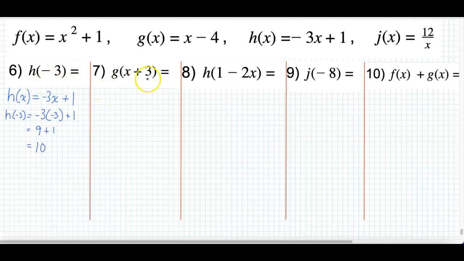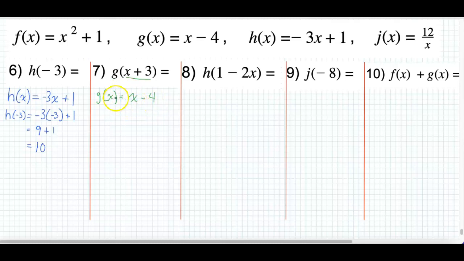So let's take a look at number 7 where things switch up a little bit here. I'll just switch colors. Okay, so g of x plus 3. So this is our input. X plus 3 is our input here, right? And I'm just going to write g of x, the function, again. So g of x is equal to x minus 4. And what that says is that the output for any input given is equal to the input minus 4. So whatever the input is, we subtract 4.